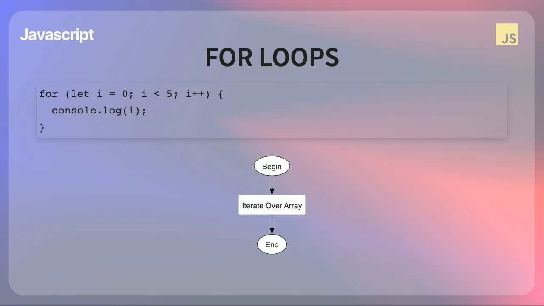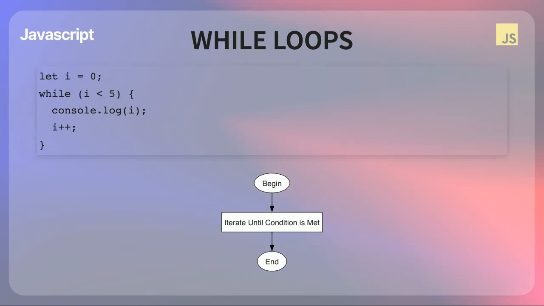Let's start with the for loop. This loop is used to iterate over a sequence, such as an array or a string. Next, let's explore the while loop. This loop continues to execute as long as a specified condition is true.